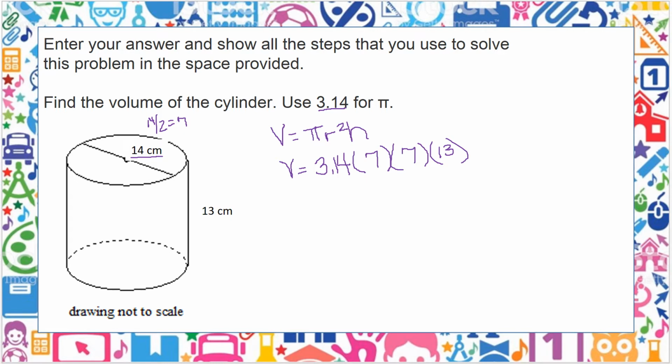Now the radius, if the diameter is 14, the radius is half that. So 14 divided by 2 is 7. So I'm going to plug in 7 here, 7 and 7. And then all I'm going to do is type that into my calculator. So 3.14.